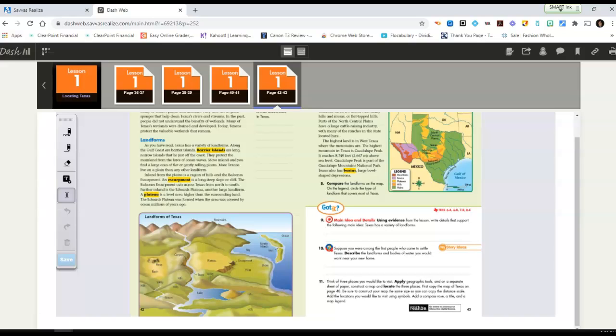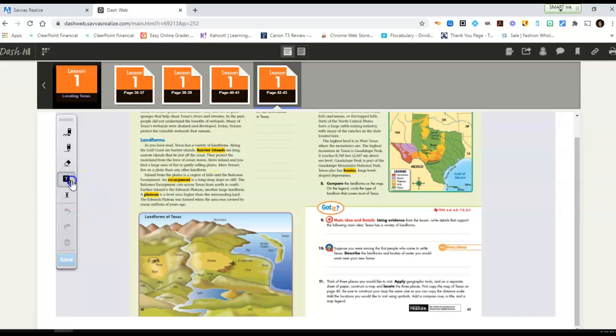Actually, we'll do that. So number 9 says, using evidence from the lesson, write details that support the following main ideas. Texas has a variety of landforms. How can we support that statement? How do we know that Texas has a variety of landforms? Raise your hand and tell me.